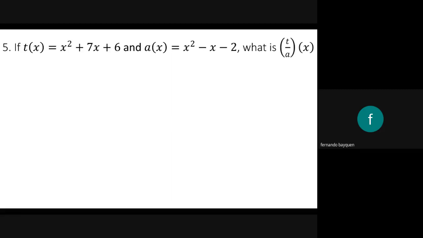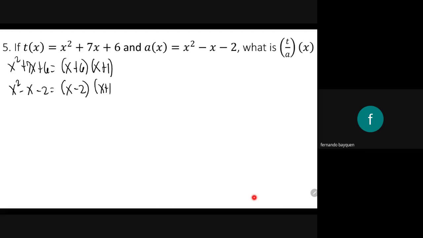Okay. So, we have to factor x squared plus 7x plus 6. Ang factor po niyan ay x plus 6, x plus 1. Pwede naman ang x plus 3, x plus 2. Kaya lang hindi natin makukuha yung 7 doon. Yung factor naman na x squared minus x minus 2, that's x minus 2, x plus 1.